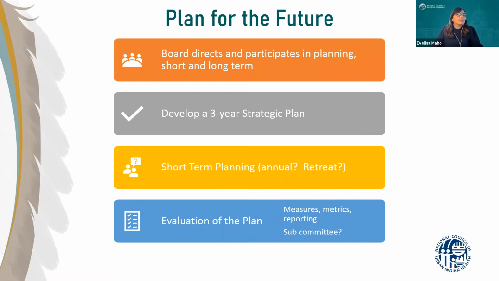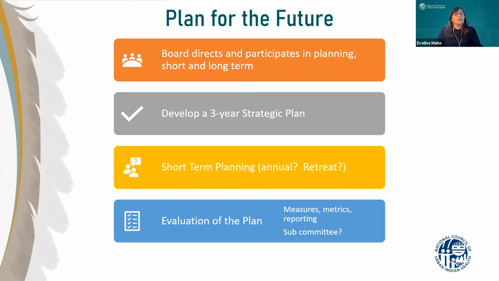As a board of directors, we also should keep in mind how we plan for the future. Usually most organizations have a 3-year strategic plan. So how does your board of directors plan? Do you have facility planning retreats? In today's age, with the pandemic happening, it may be virtual meetings where we're congregating and beginning to talk and formulate our plans of action. It's really important to make sure that the board directs and participates in the planning for short and long term.